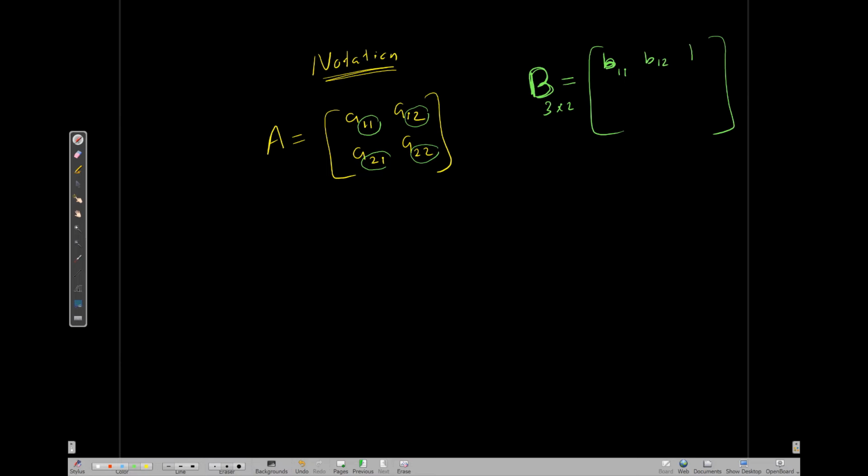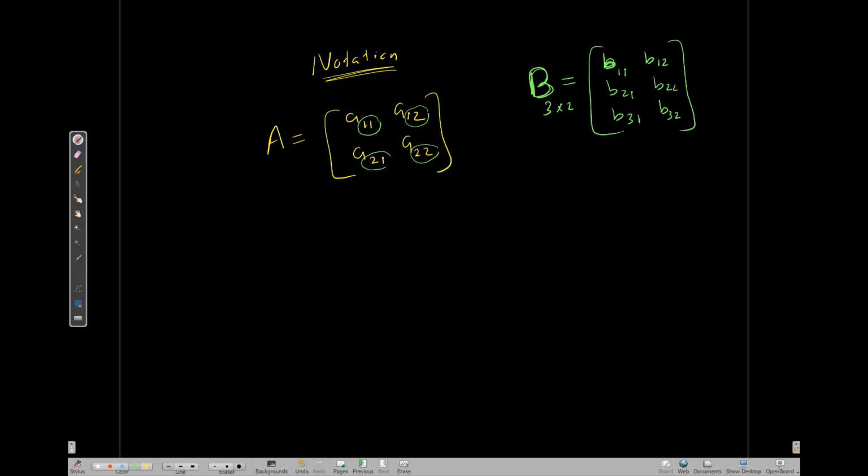So let's say B11, B12, that's it. Why? Because we only have two columns, right? B11, B12, then B21, B22, and B31 because we have a third row, and B32. Okay, I think that is clear.